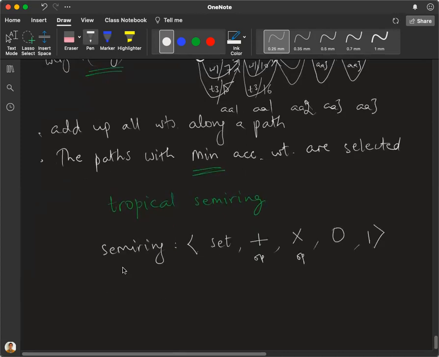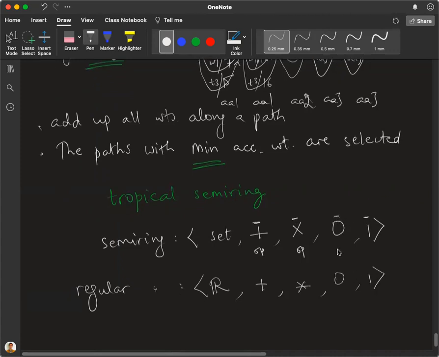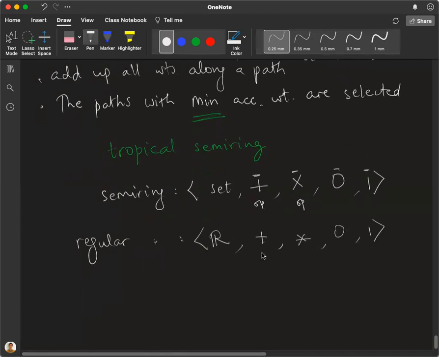So in case of your regular semiring, these are all the real numbers, right? And plus is the normal plus, multiplication is the normal multiplication, zero is the normal zero, one is the normal one. So basically, these are the concepts, and these are the actual numbers. This is the regular semiring which you use in your normal calculations.